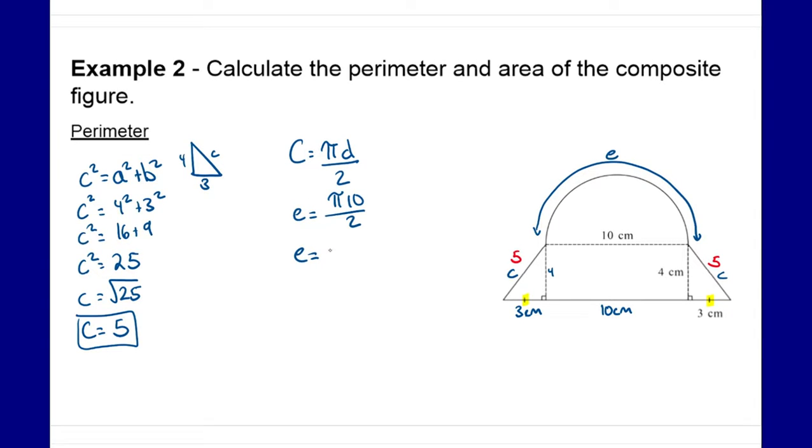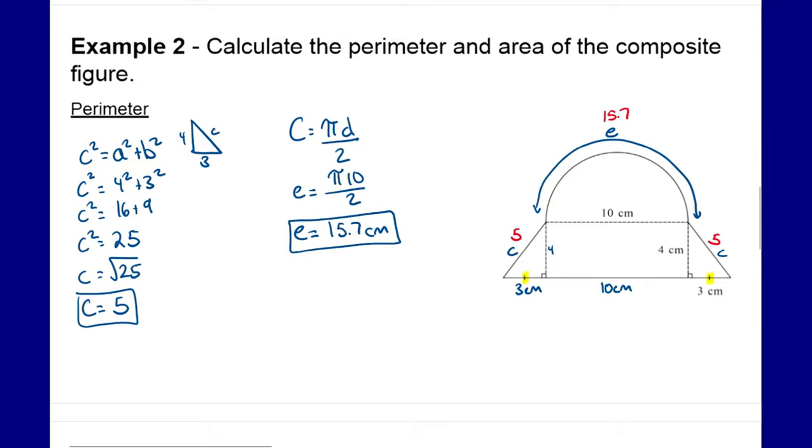When I go through and calculate that, remember, you could use the pi button or 3.14. You should get 15.7 centimeters for E, or this curved edge of our circle, or semicircle. So now I have all my sides. I can go through for perimeter and add them all up.